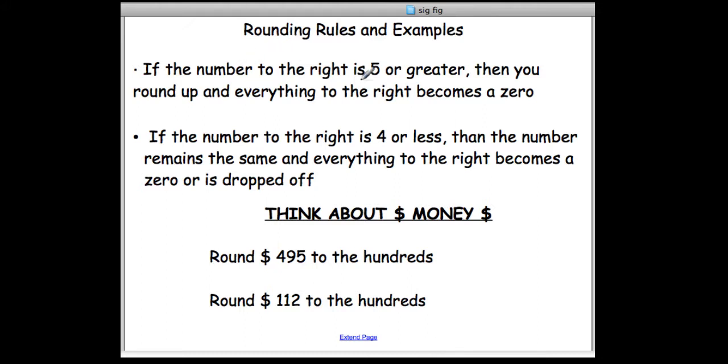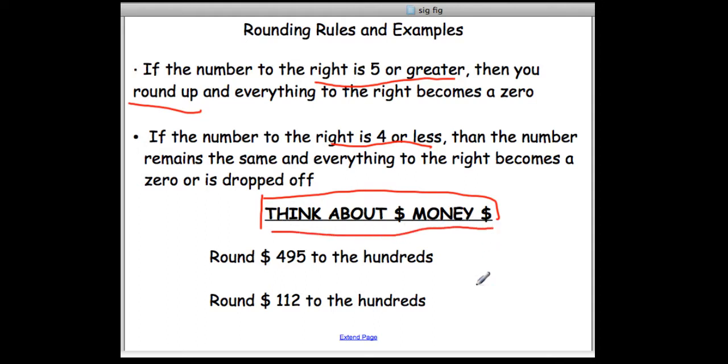If we look at a number, and we look at the number to the right of that number when we round, and if it's 5 or greater, we round up. If the number to the right is 4 or less, we've seen this before, we typically keep everything the same, or we say we round down. The big thing I want you guys to think about when you're doing any sort of rounding is to reference money. So think about this in terms of money.